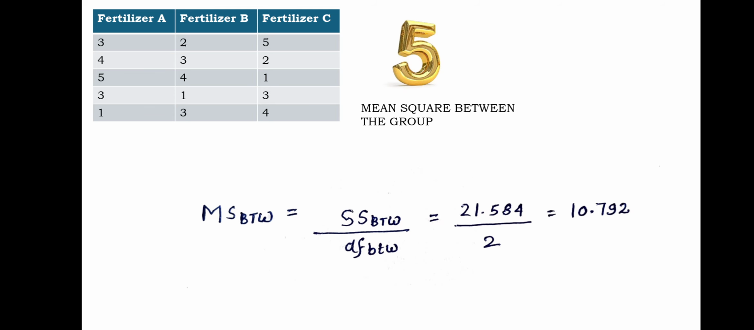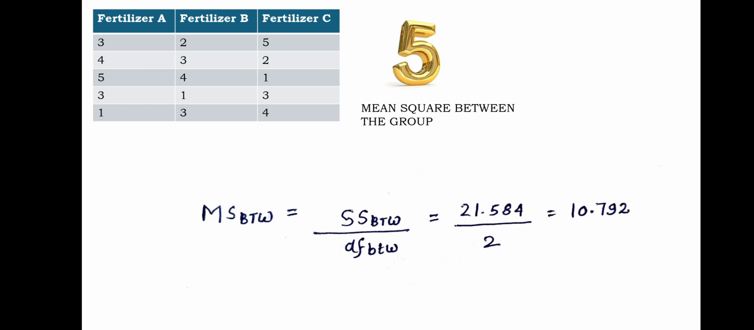The question that comes to our mind is, what is degree of freedom? As we know, we can choose 2 fertilizers with our own choice randomly, but the last fertilizer will be our only option left. This process is called degree of freedom in choosing a random sample. We have selected 3 fertilizers, so our degree of freedom in selecting a fertilizer will always be 3 minus 1, that is 2. So the mean of the square between the groups will be 10.792.